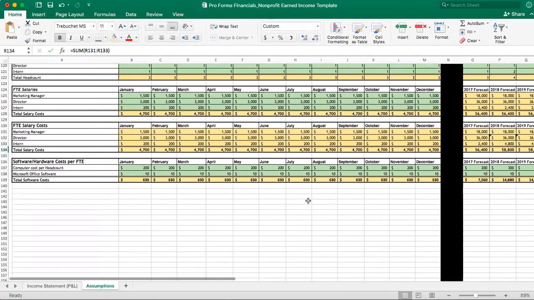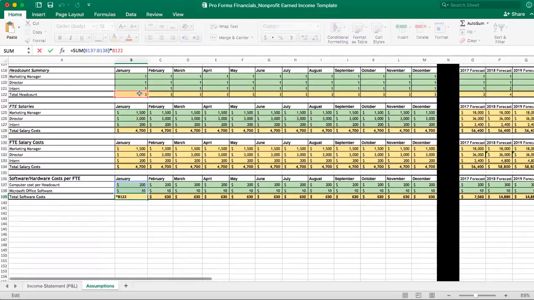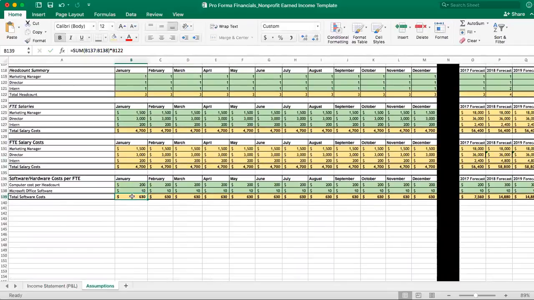Finally, hardware costs and software costs. It's going to cost $200 per computer per person, $10 in software costs per month per person. So you'll notice that we add these 2 things together and then multiply by the number of people that we have. 3 of them times $210 equals $630. Yellow because it's a formula. If we want to change how much that computer costs, put in 100 instead, and you'll see that it's only $330. So each of these can change.